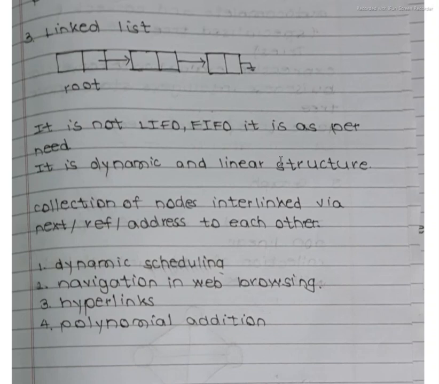It is a collection of nodes interlinked via next, reference or address to each other. So in this data structure, a collection of nodes is interlinked via next or reference address to each other. It is used in dynamic scheduling, then it is used in navigation in web browsing, and it is used in hyperlink and polynomial addition. So scheduling is one of the applications of linked list.